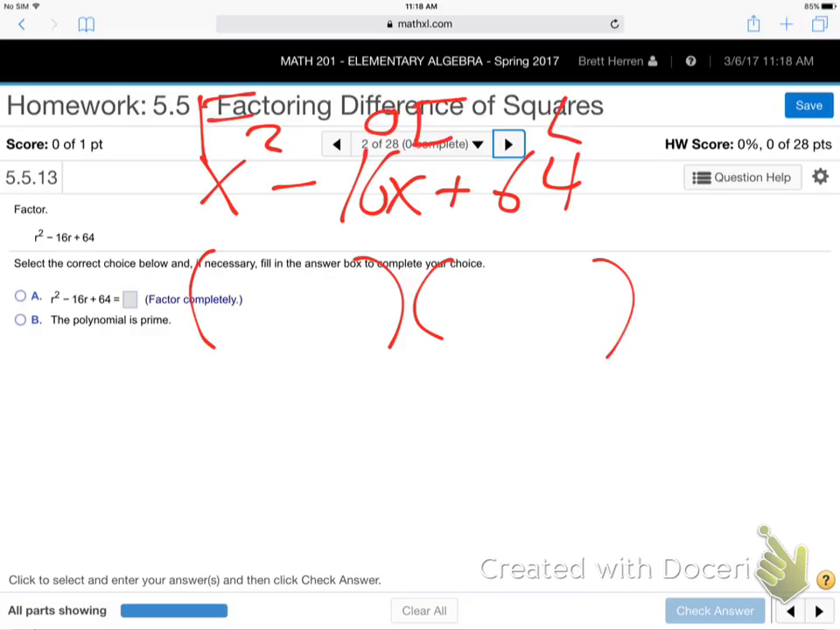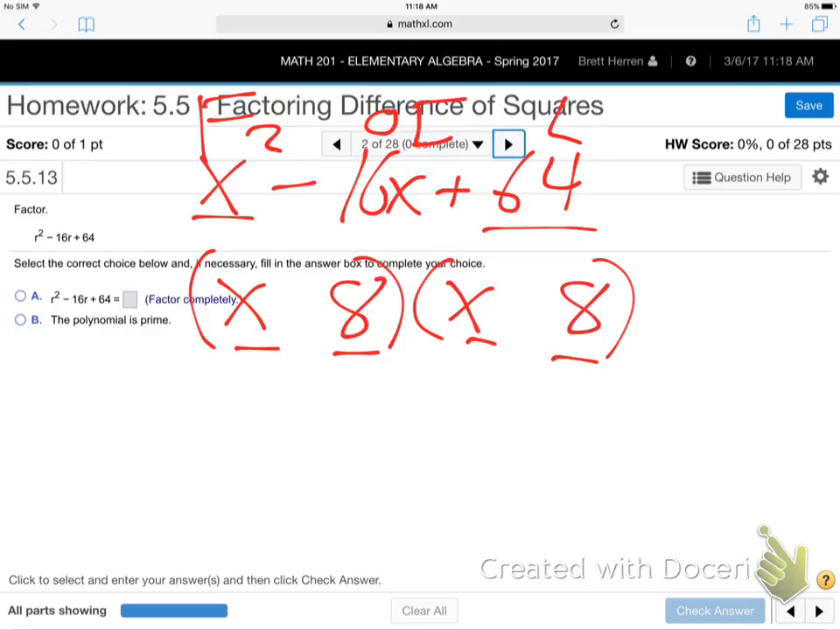Use your calculator if you need to with some of these, if you're rusty on some of these times tables. Front times front to make front. What times what makes x squared? X and x. Last times last to make 64. 8 and 8, right? Is that good?